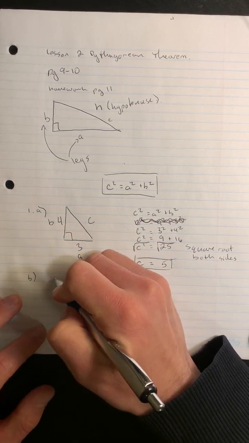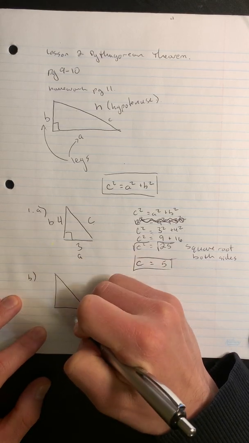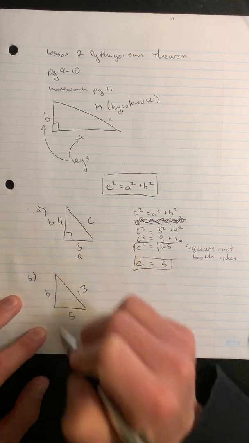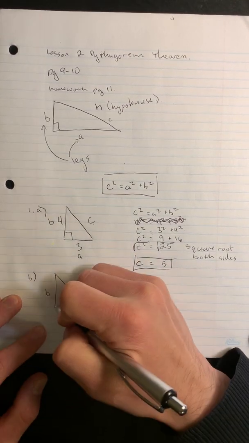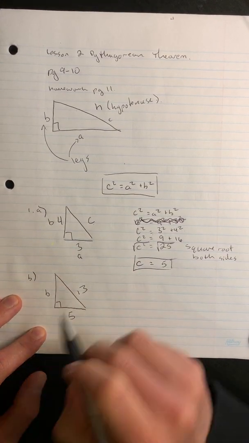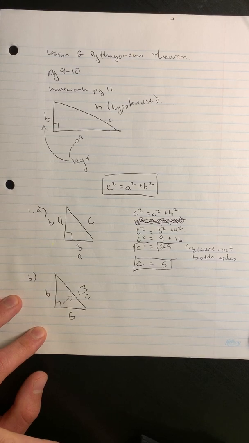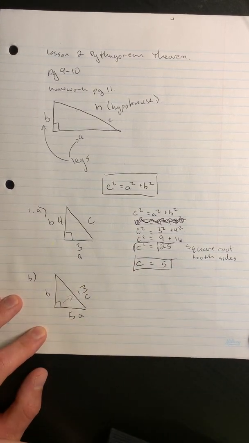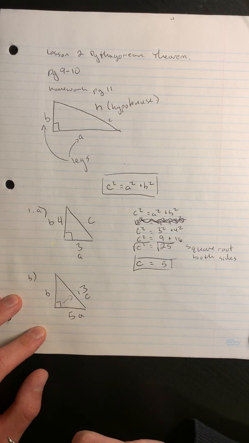Okay, B is given to us like this. Okay, so our missing side here is B. The right angle is here. That means this opposite side here, that must be C. That's the hypotenuse, the longest side. And that means that we'll label 5 as A. Okay, so it's a little bit different here. Since we're not looking for the hypotenuse, we're actually given the hypotenuse.